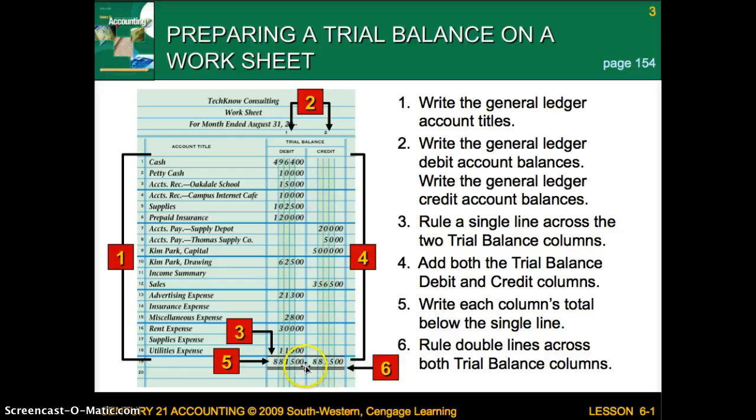So don't just skip right over that and think, well, since it's on the computer, I don't need to know that. Okay. Then you're going to add up both the trial balance debit and credit columns. So you'll add all these numbers. These should match, right? Because your debits and your credits always equal. Okay. You write each column total below the single line and then rule double lines across the bottom. Okay.